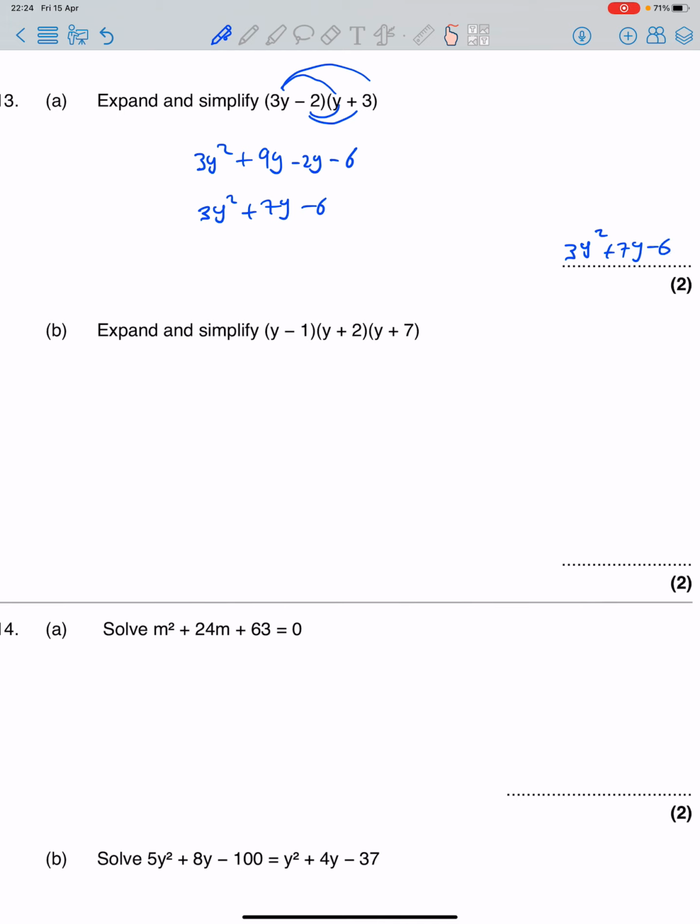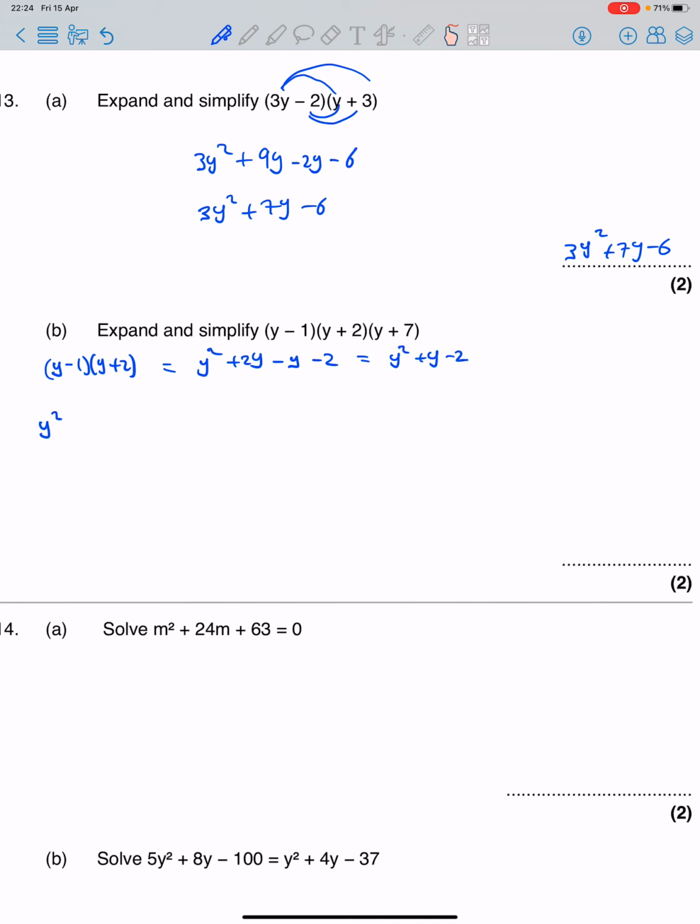And next, we want to expand 3 brackets. A nice way to do this is simply to multiply 2 brackets out first and then multiply by the third. So we're going to do y minus 1 times y plus 2. That's going to be y squared plus 2y minus 1y, or just minus y, and minus 2. That simplifies to y squared plus y minus 2.